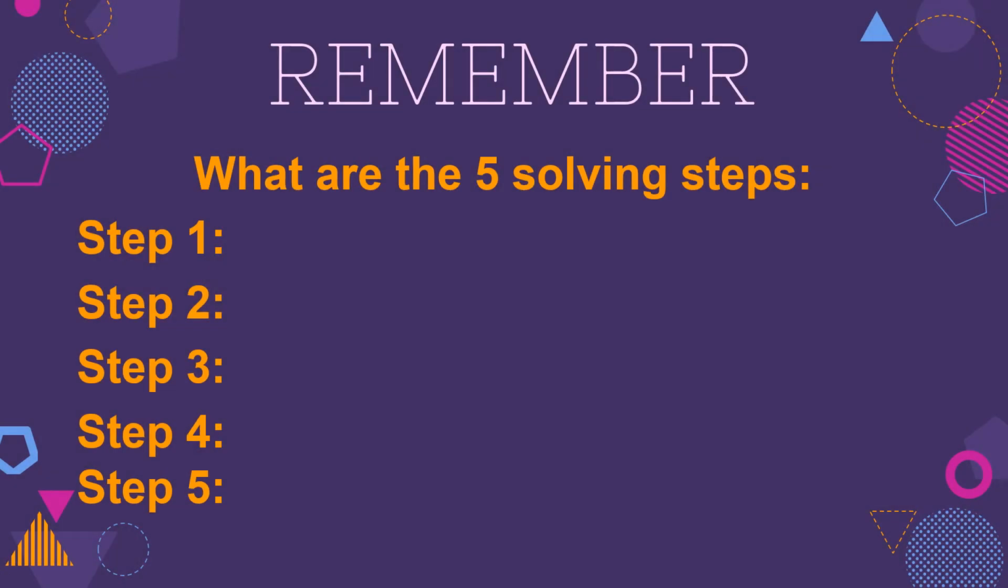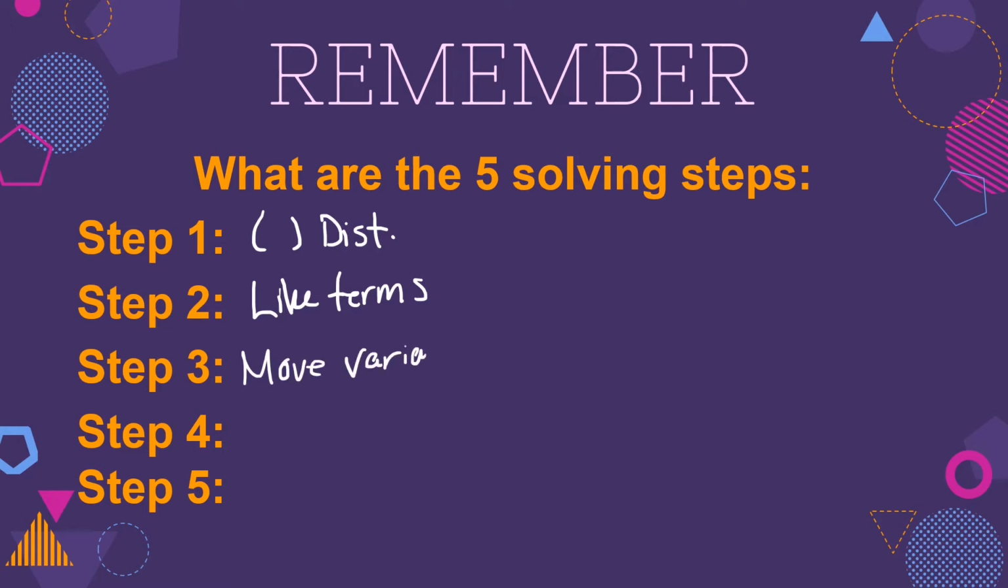Quick reminder of our 5 solving steps that we have been working on previously. Remember, our first step is to eliminate any parentheses with distribution. Our second step is to take care of like terms. Our third step is to move a variable by adding or subtracting. Next, we're going to add or subtract a number to the other side. And lastly, we're going to multiply or divide a number to the other side. Now, if you need help on any of these steps, see my previous videos.